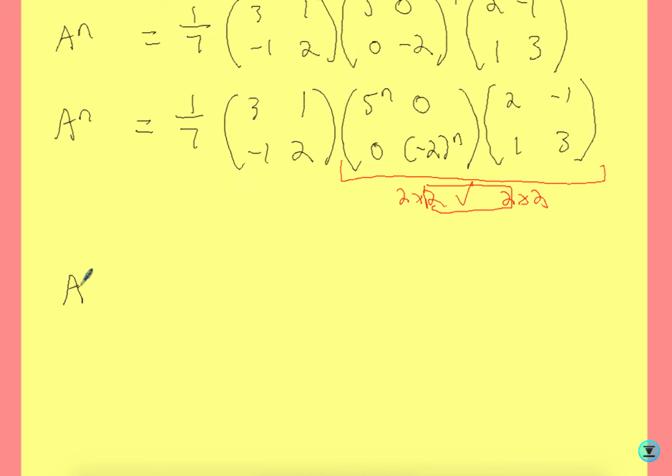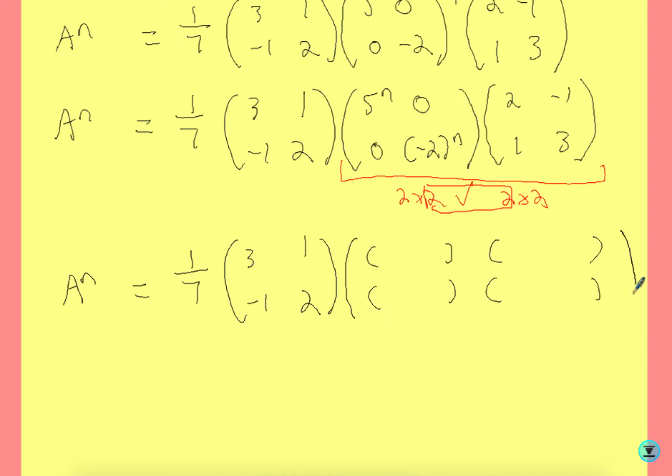So that whole first bit's going to stay the same. I'm not changing that 1 over 7 bit yet. And it needs to stay at the front because remember in matrices the order is important. So now I'm going to get a 2 by 2 out. So I'm going to get an element there, element there, element there, element there. Okay, so this is row 1, column 1. So this is row 1 times column 1. So 5 to the power n times 2. So that gives me 2 times 5 to the power of n plus 0 times 1 is 0.